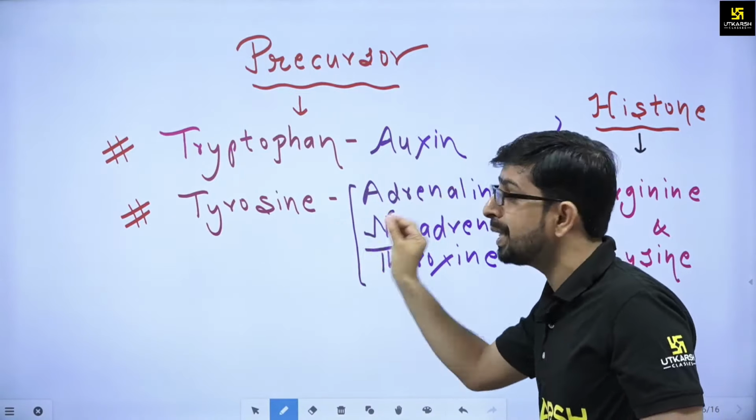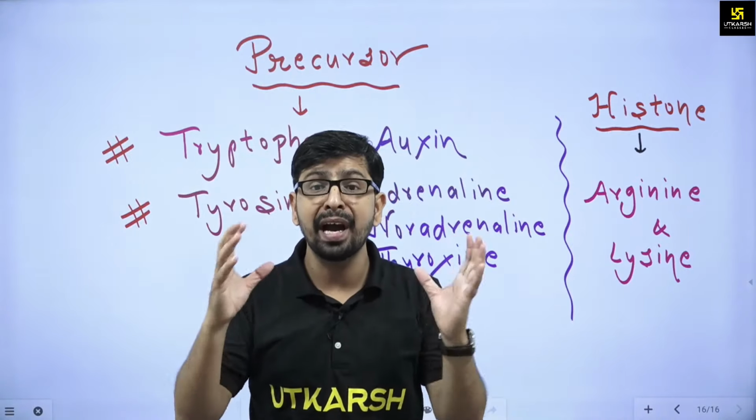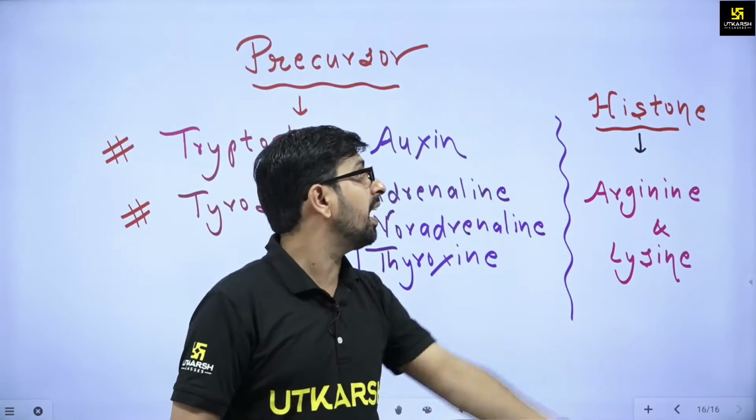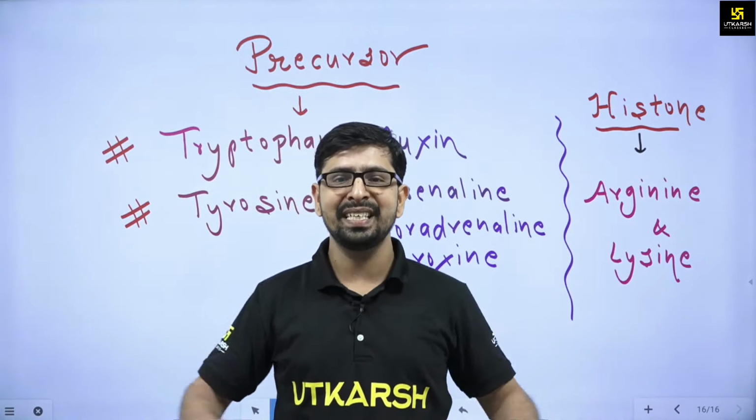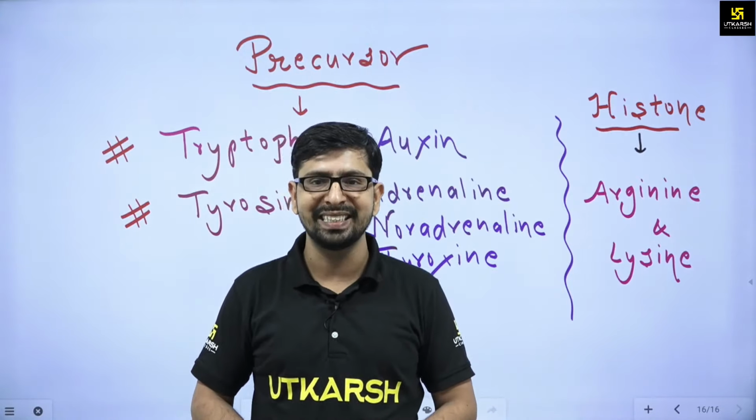Next, histone. Histone octamer binds to DNA. Histone protein consists of two basic amino acids, arginine and lysine. Arginine and lysine are present in the histone octamer. Clear? This is the complete account of amino acids.